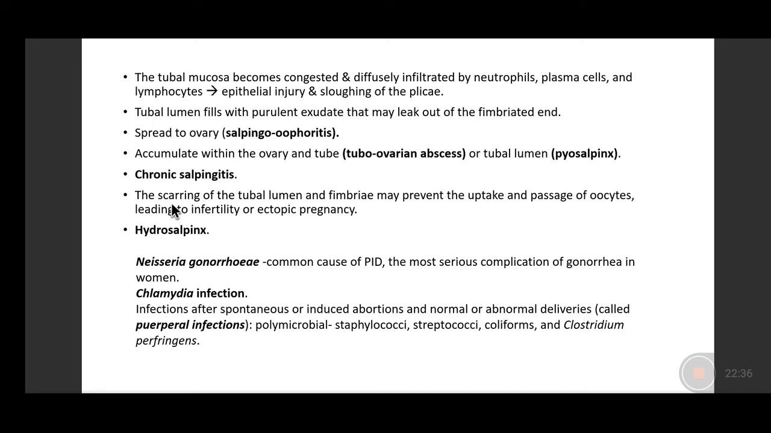Hydrosalpinx can also develop. The most common causative organism for salpingitis is Neisseria gonorrhoeae, and it is also the most serious complication of gonorrhea seen in women. Apart from Neisseria, chlamydia can also cause salpingitis. Apart from that, puerperal infections caused by polymicrobes like staph, streptococci, coliforms, and Clostridium perfringens are the other causative agents which can be seen during spontaneous or induced abortions, or during normal or abnormal deliveries.